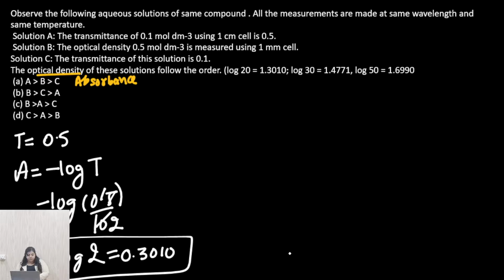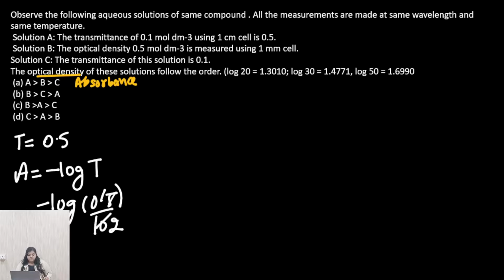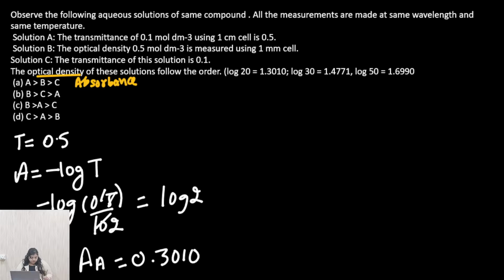Now moving on to our next question. So the solution might not be visible to you. Let me just write this on the other side. So for this solution, the negative log of this becomes equal to log of 2 only. That means the absorbance of solution A we will be having as 0.3010. So this is going to be the absorbance of it.